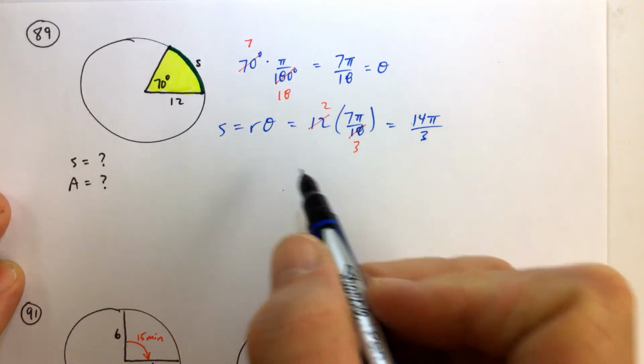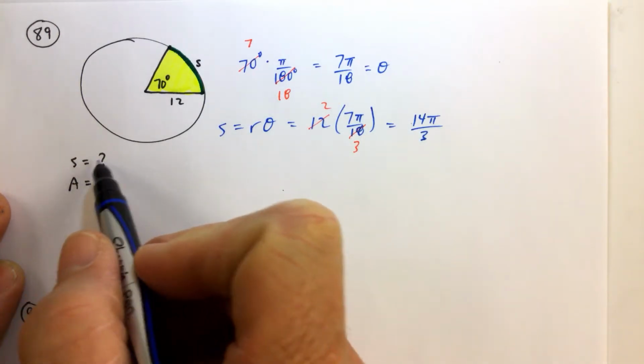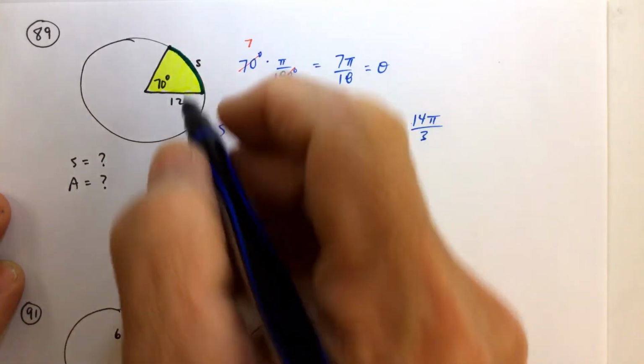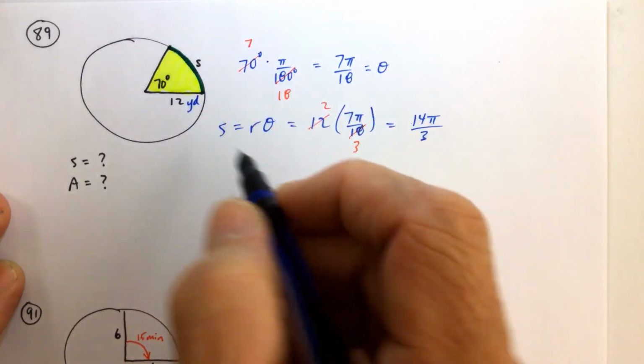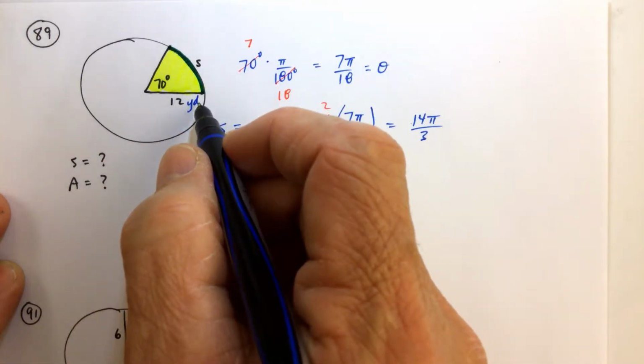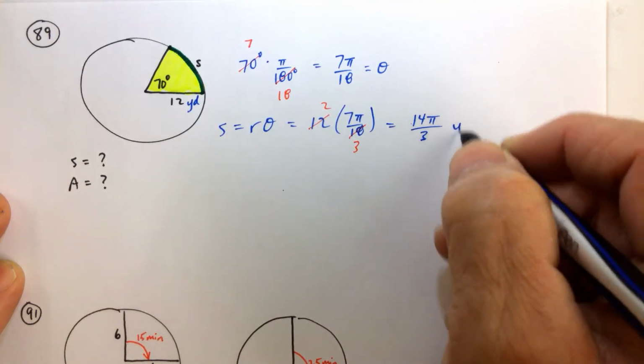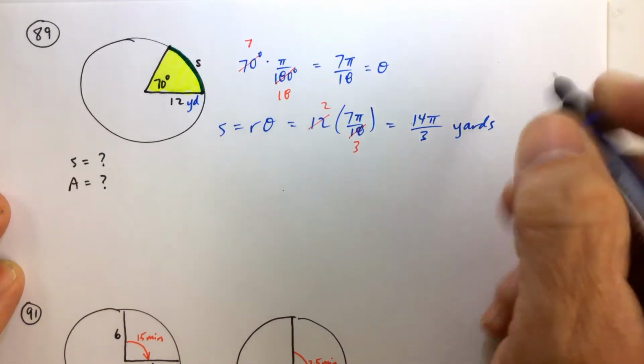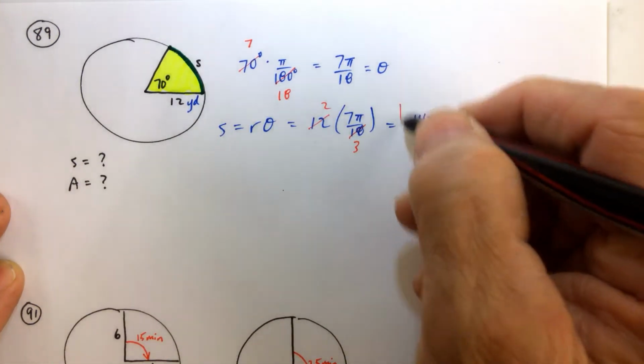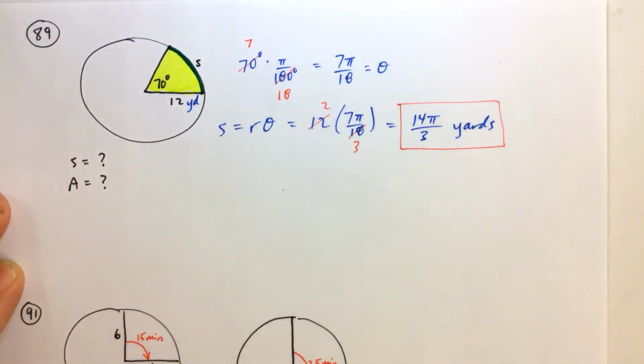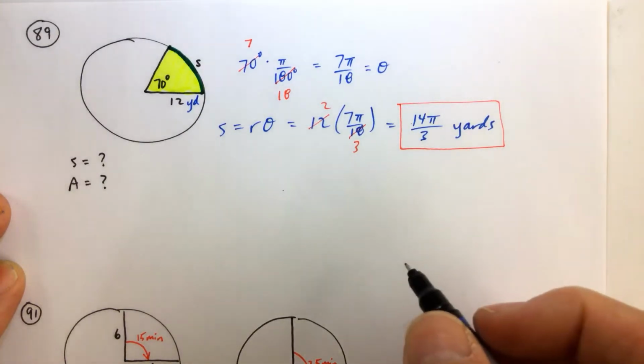Now what did we find? We found the length of the arc. And did it give, oh, it gave us yards. Sorry, I didn't put that. So since the radius is measured in yards, the arc length will be measured in yards. And we'll put 14 pi over 3 yards. If you wanted to plug that into your calculator, you could, but that's the exact value that you would get.